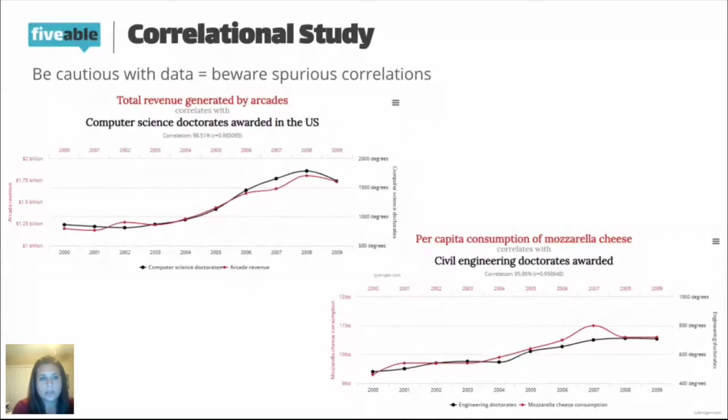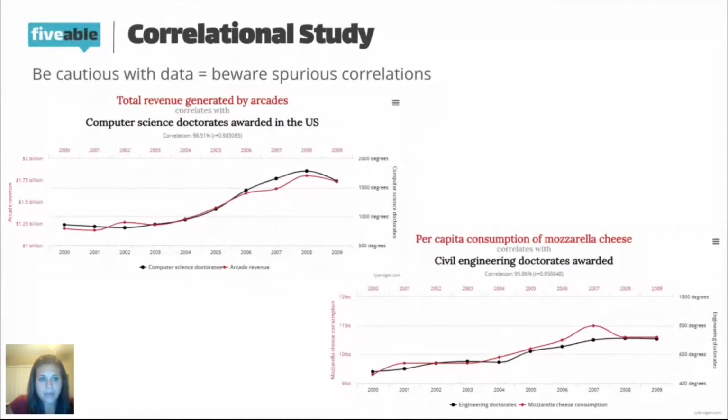However, you actually have to think about that data. What would those two things have in common? And if the answer is nothing, then you kind of have to question the source of your data. And I think that's especially true if we look at the second graph there. It's per capita consumption of mozzarella cheese versus civil engineering doctorates awarded. Those two things have nothing in common, but for some reason their data points actually coincide and they have a strong correlation relationship.